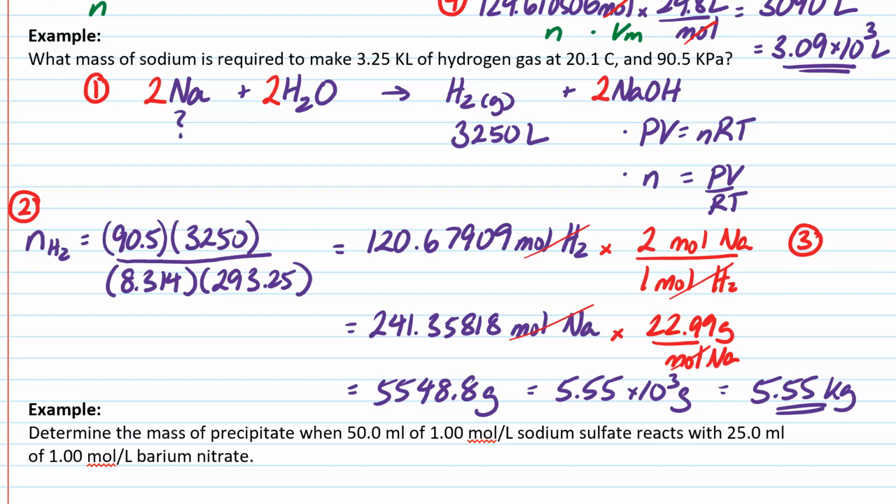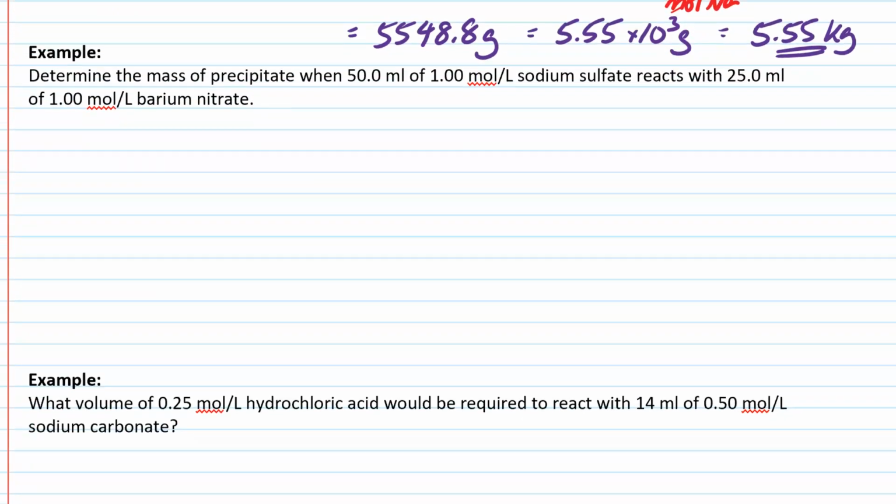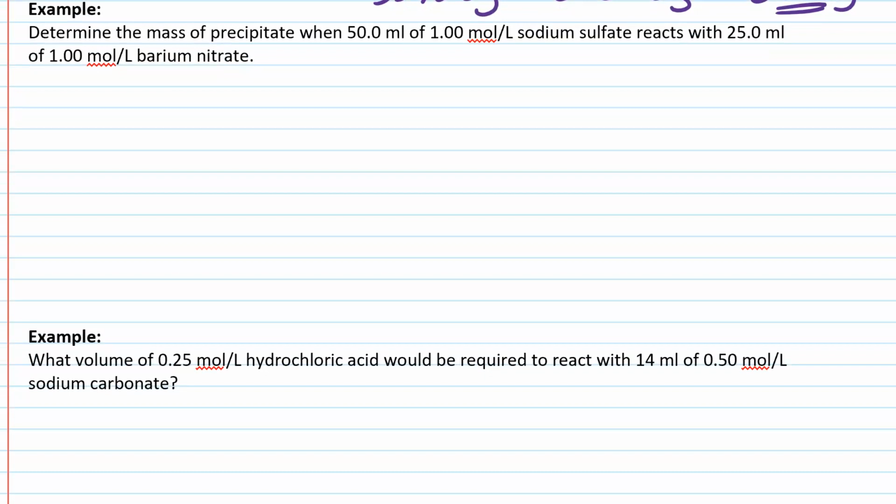In order to find the number of moles now, we had to use the ideal gas law formula. Okay, so that's a couple of gas examples. Let's look at a solution one. Here we want to determine the mass of the precipitate when 50 mL of a 1 mole per liter sodium sulfate solution reacts with 25 mL of a 1 mole per liter barium nitrate solution.